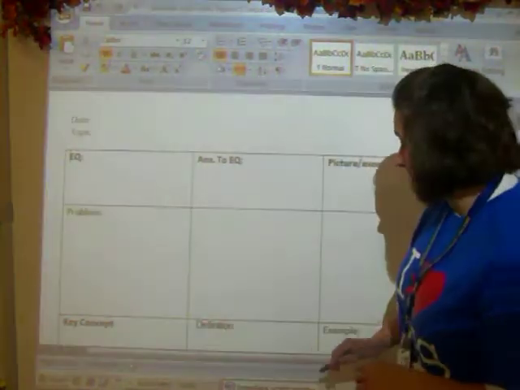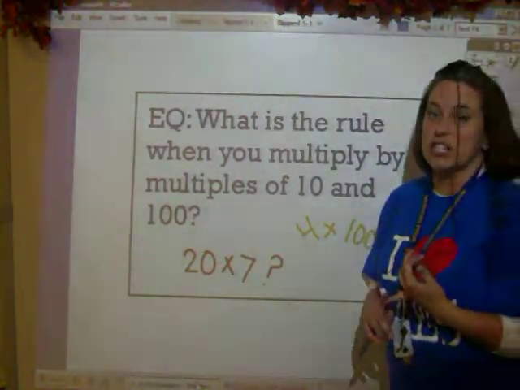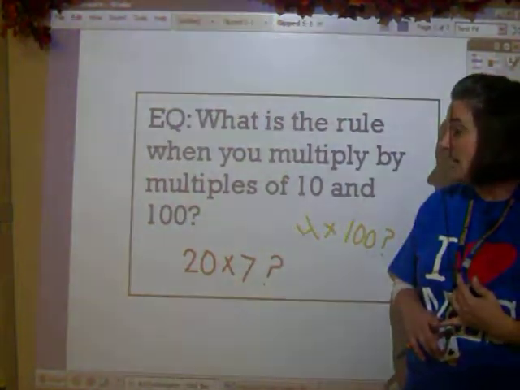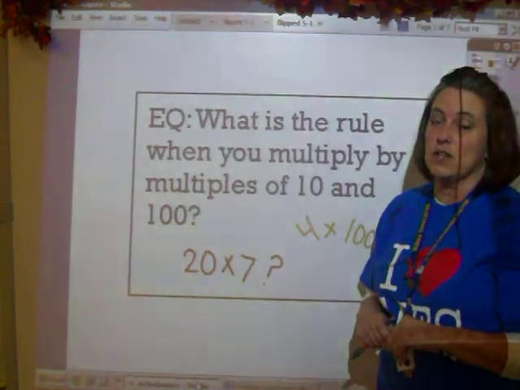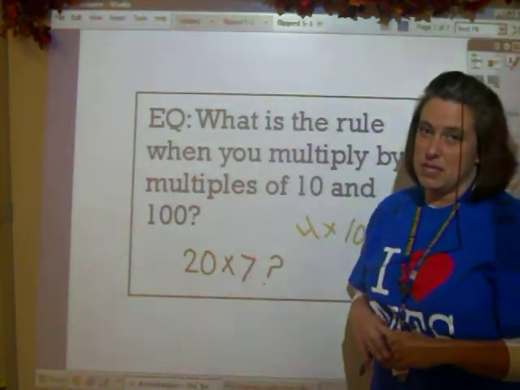So let's go ahead and take a look at our first flip chart. Today our essential question is, what is the rule when you multiply by multiples of 10 and 100? So make sure you pause the tape for a second and write down this question and see if you notice any patterns or relationships between the numbers.